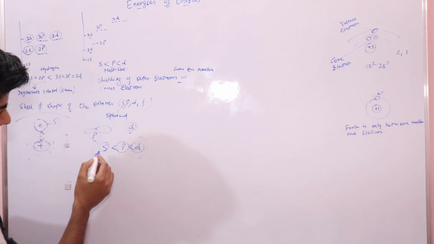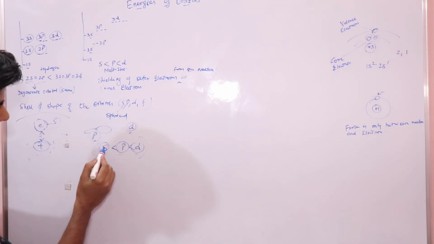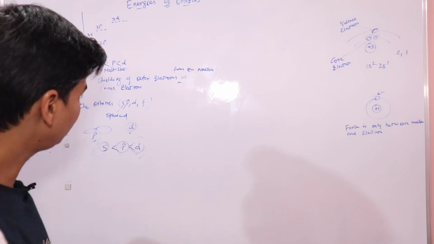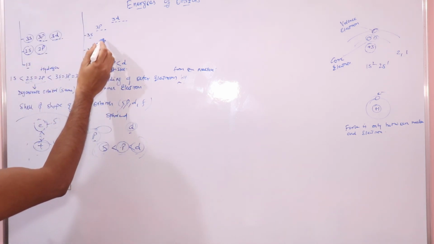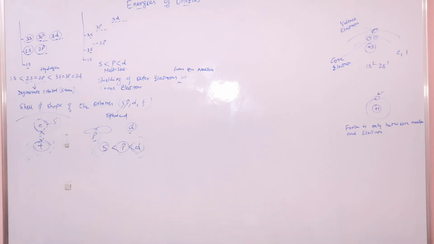So that is why, since the energy we have seen is different, energy is in this order, and the shielding effect is also different. That is why there is splitting of energy between s, p and d. This is the reason there occurs a splitting of energy. Since the extent of shielding is different for electrons in different orbitals, it leads to splitting of energy levels within the same shell.